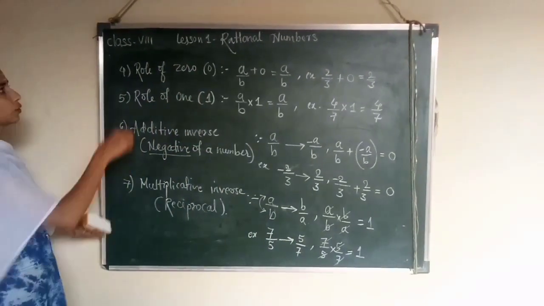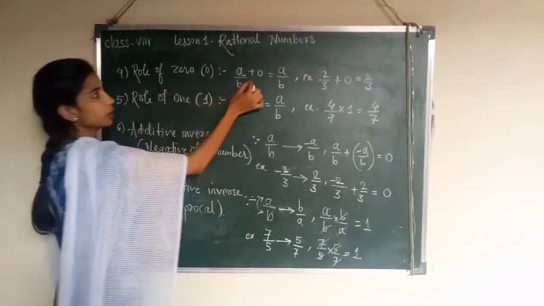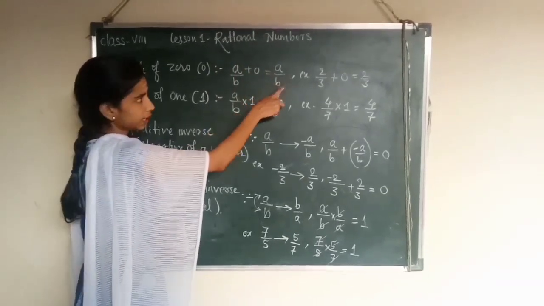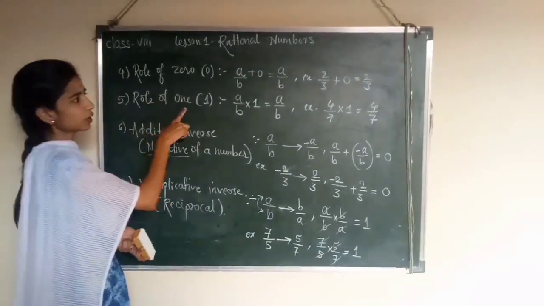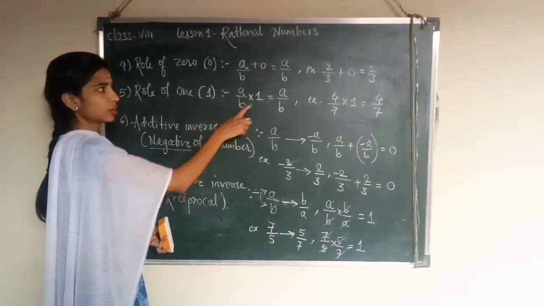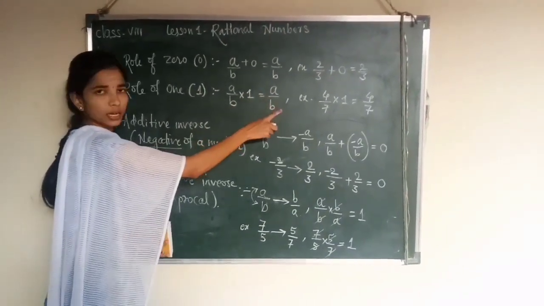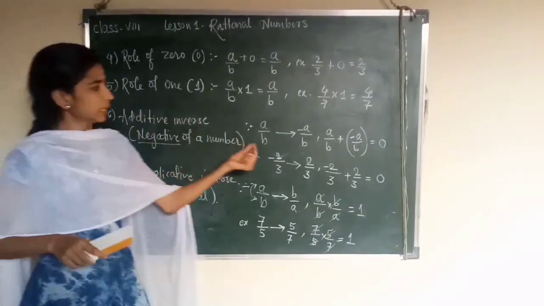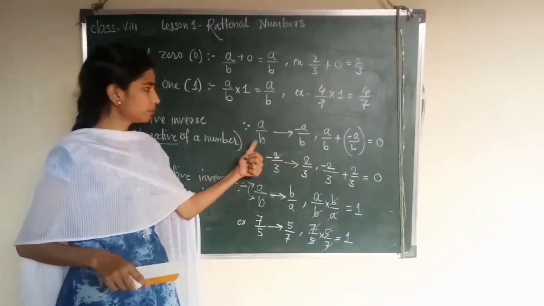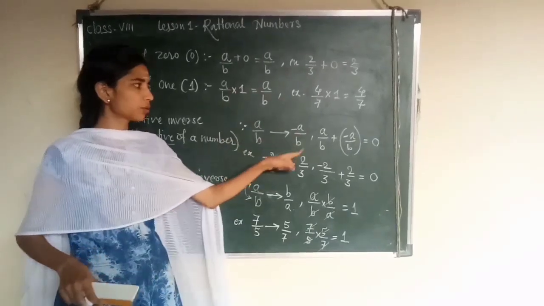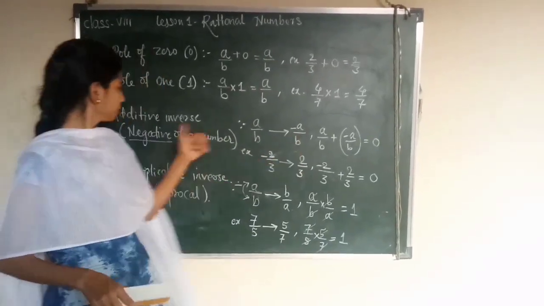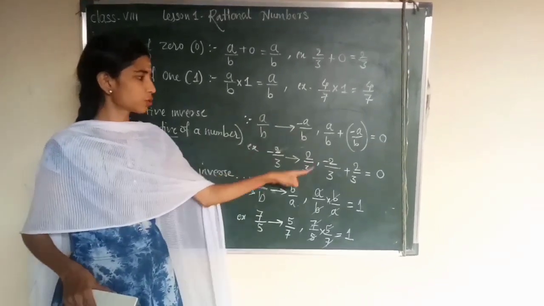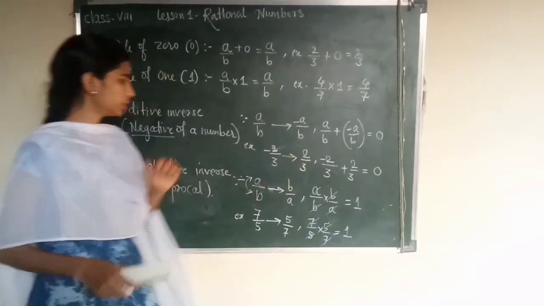I'll repeat once again. What is the rule of 0? If you add 0 to any number, the answer will be the number itself. And what is the rule of 1? If you multiply any rational number by 1, you will get the number itself. And what is additive inverse? The negative of a number. If there is a positive number, its negative number will be its additive inverse. If there is a negative number, then its positive will be its additive inverse.